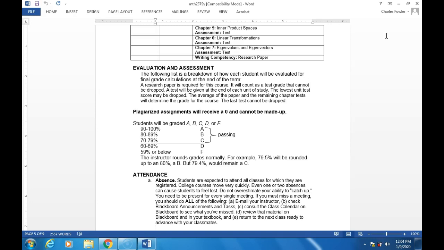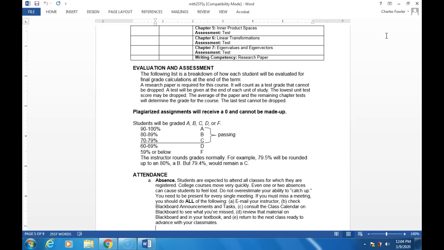So how do I compute your grades? It's pretty straightforward. The research paper is required. It'll count as a test grade that cannot be dropped. The test will be given at the end of each unit of study. Those are basically chapters. The lowest unit test may be dropped. The average of the paper and the remaining chapter tests will be your grade. That's pretty much like before.